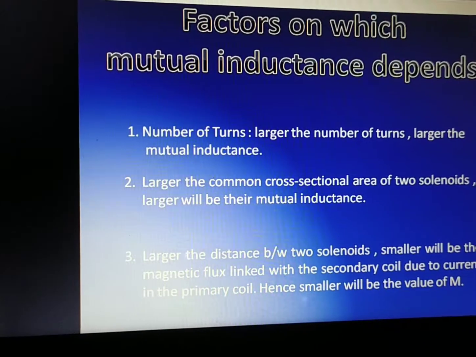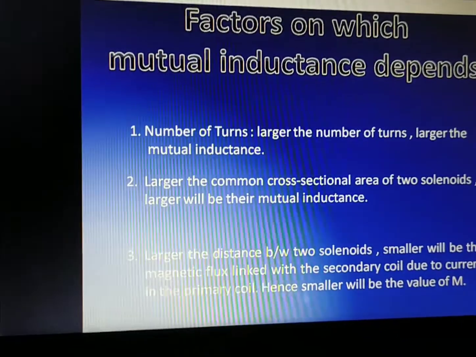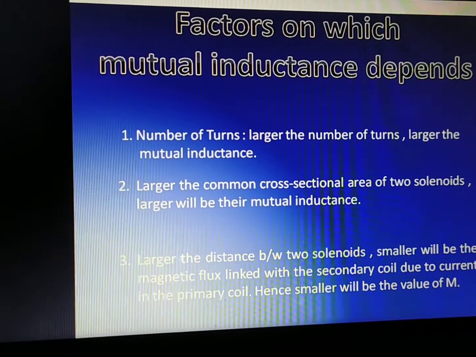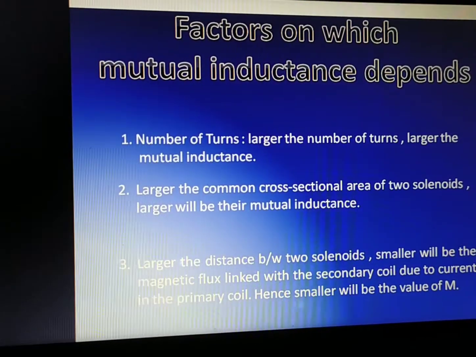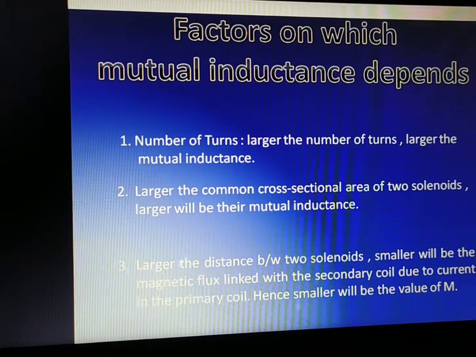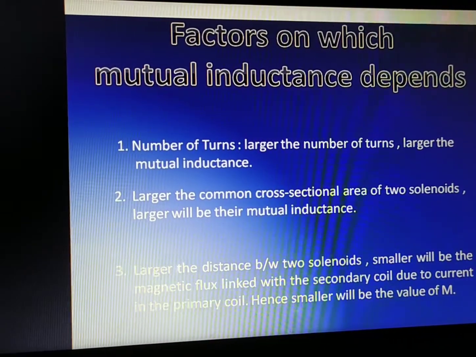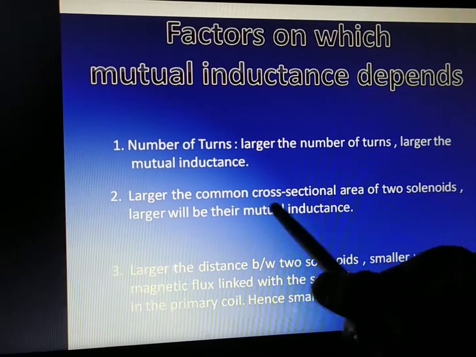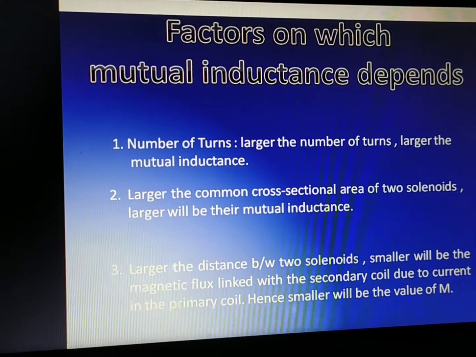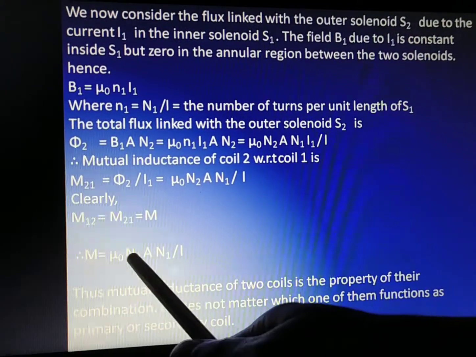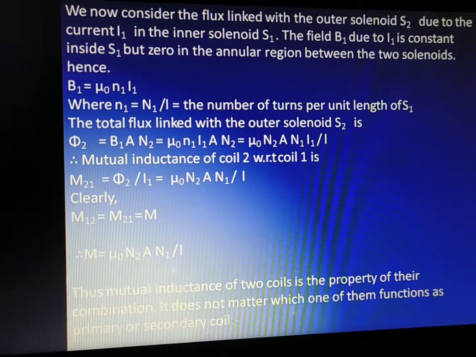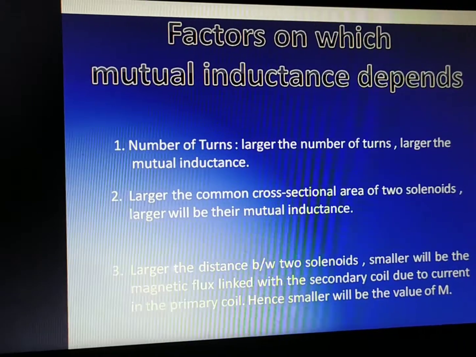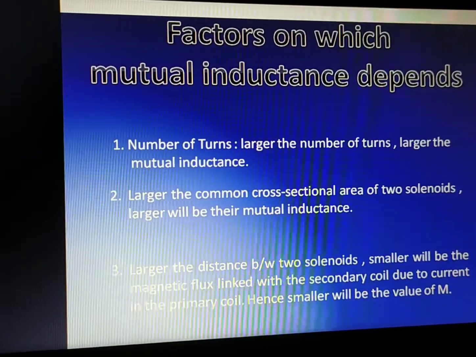Okay, and see, there are some factors on which this mutual inductance depends. What are the factors? First of all, it depends on the number of turns. If we have a larger number of turns, there will be larger mutual inductance linked with the coils. Second, it depends upon the cross sectional area. If the cross sectional area is higher, the mutual inductance will be higher, as you can see from this equation. It depends on the number of turns and on the cross sectional area. And what is the third thing? It depends upon the distance between the two solenoids.